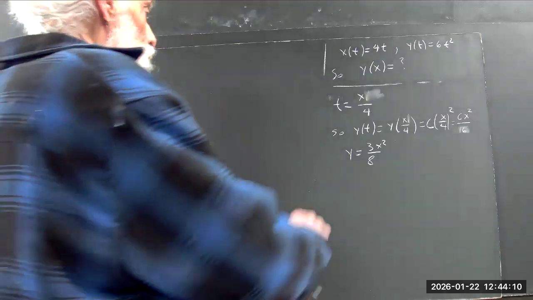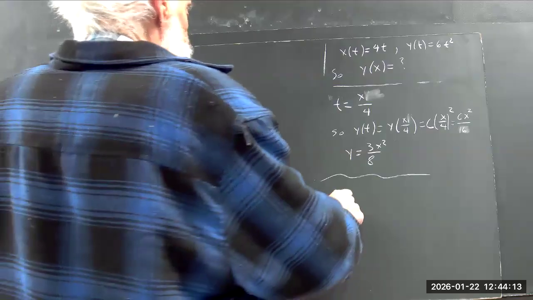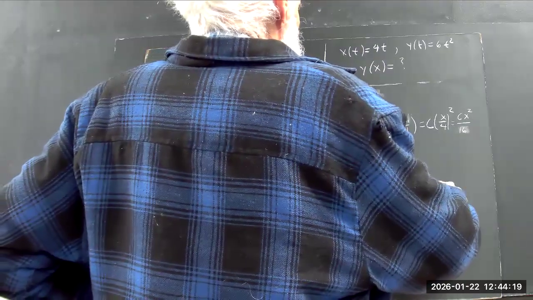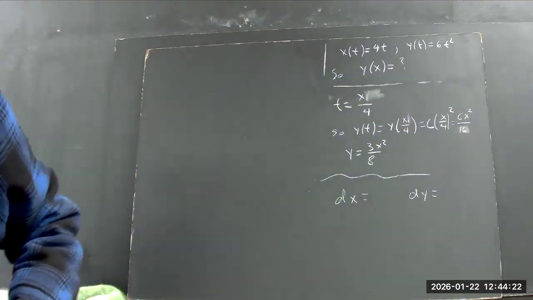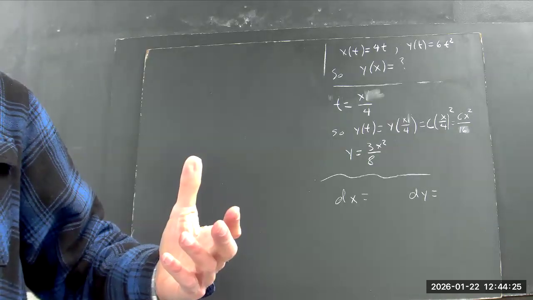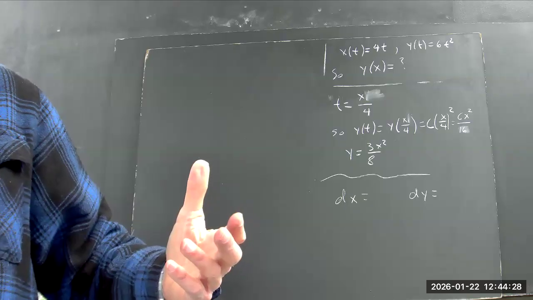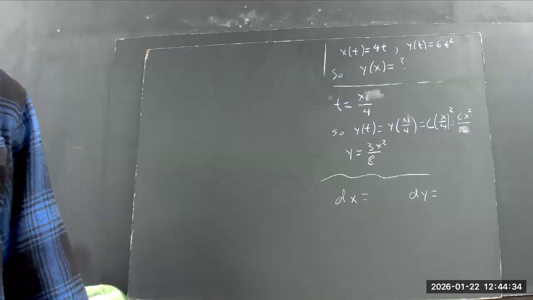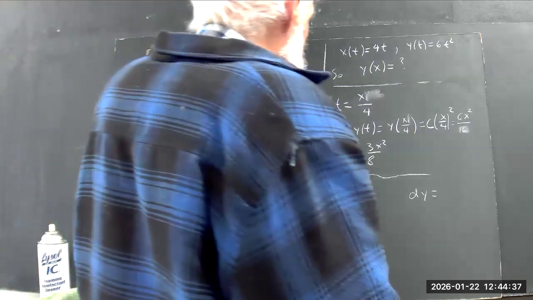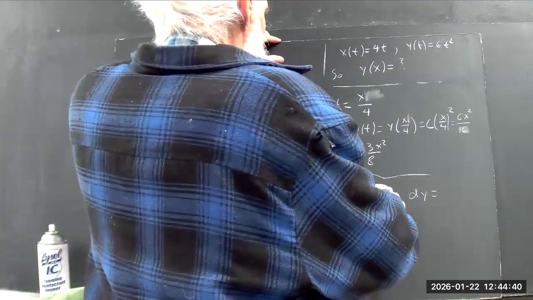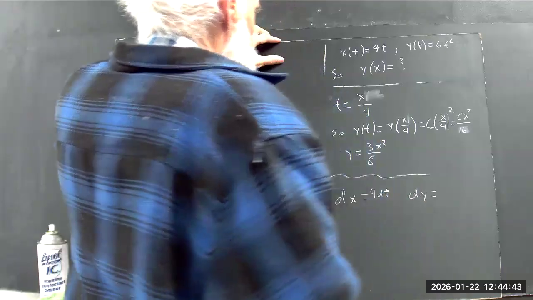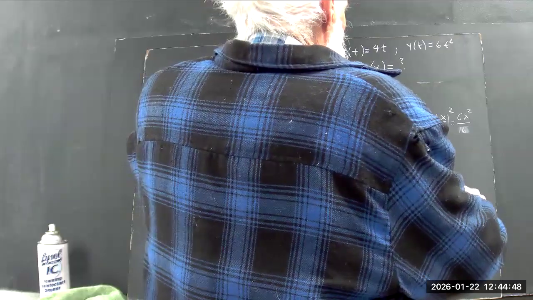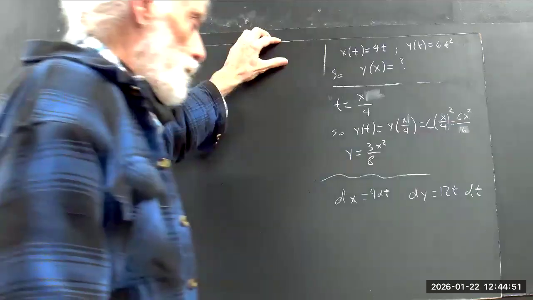Okay, there's another way to do this. The differentials. What's the differential? What's dx? And what's dy equal to? Well, dx is just a differential. If you don't remember differentials, you really need to know differentials. It's one of the fundamental things in calculus. We use it all the time in differential equations. We took that course. Okay, so we got dx equals 4 dt and dy equals 12t dt.